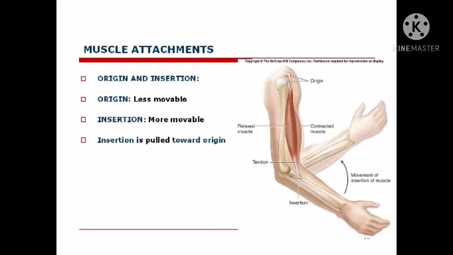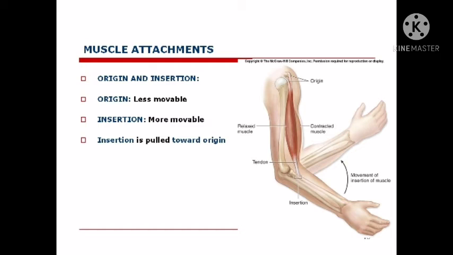Now, the attachment of the muscles. The muscles must be attached in order to perform their proper function. So a muscle will arise and will insert. Both are called attachments, but the origin point is somewhat different from the insertion point. The origin point is less movable and the insertion point is more movable.